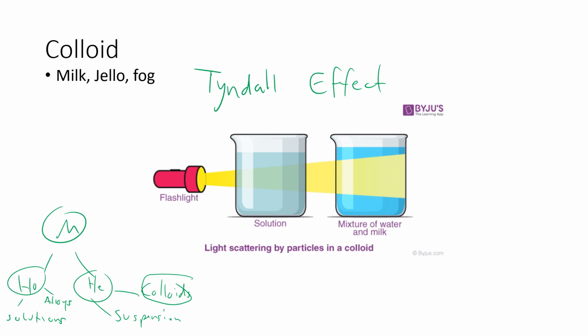So look at this flashlight. The flashlight is going through the solution, and as it does, there is no effect whatsoever. It just goes right through. The light goes right through it. The light can pass through it. When it hits the colloid, and see, here's a mixture of water and milk, when it hits the colloid, it will spread out. And so that spreading out of light is called the Tyndall effect.